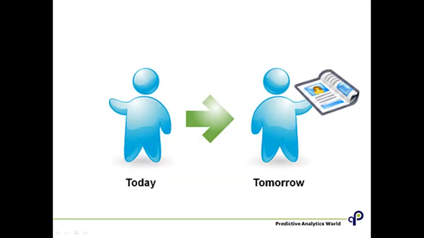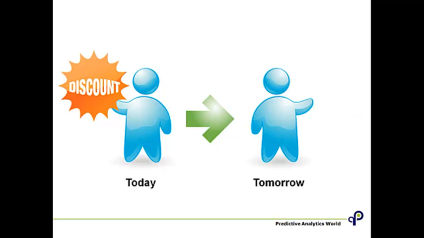So you're looking at a customer today, and you can use these types of predictions from a churn model to say, hey, should I offer this customer a discount? Are they at risk of defection? Tomorrow, will they still be, let's say, a subscriber to our magazine, or will we have lost them? Will they have defected?